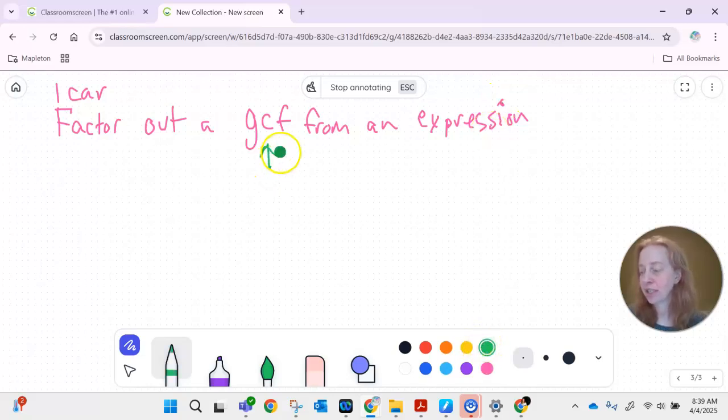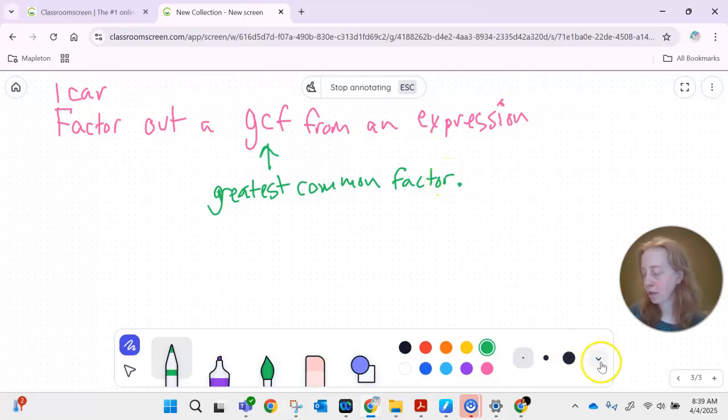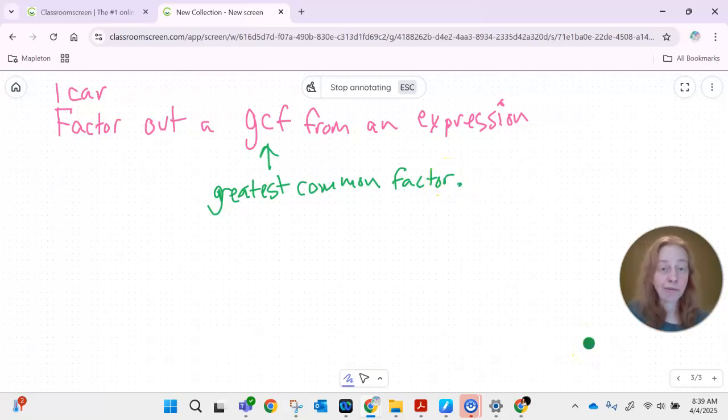So a GCF is a greatest common factor. So let's look at an example first of what a greatest common factor is. What even is a factor? Well, let's look at the example of the number 40. What are the things that I can multiply together to get 40?